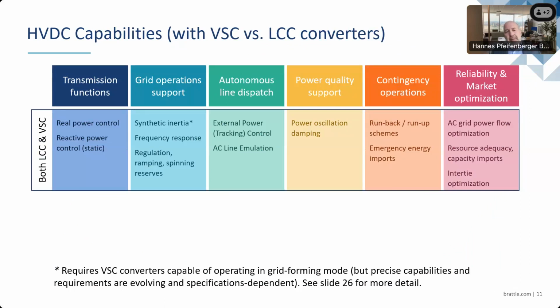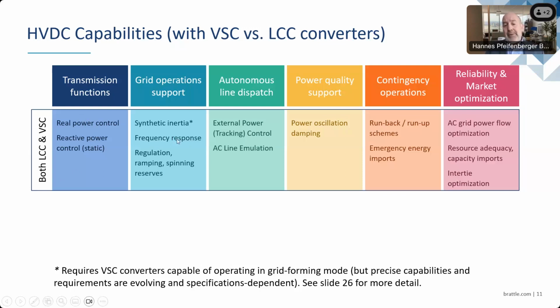So we talked about capabilities. There are different HVDC technologies: the older LCC converters, which have certain advantages, and the newer VSC converters. Almost all new HVDC lines being planned worldwide, or at least in Europe, are using VSC for its capabilities. But both of these technologies can provide real power control and reactive power control as basic transmission functions. They can also support the grid through synthetic inertia if combined with resources from a neighboring system or generation.